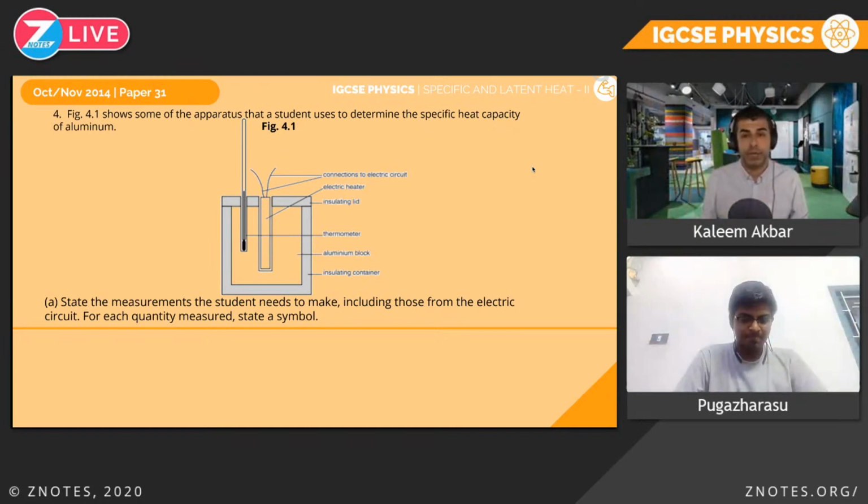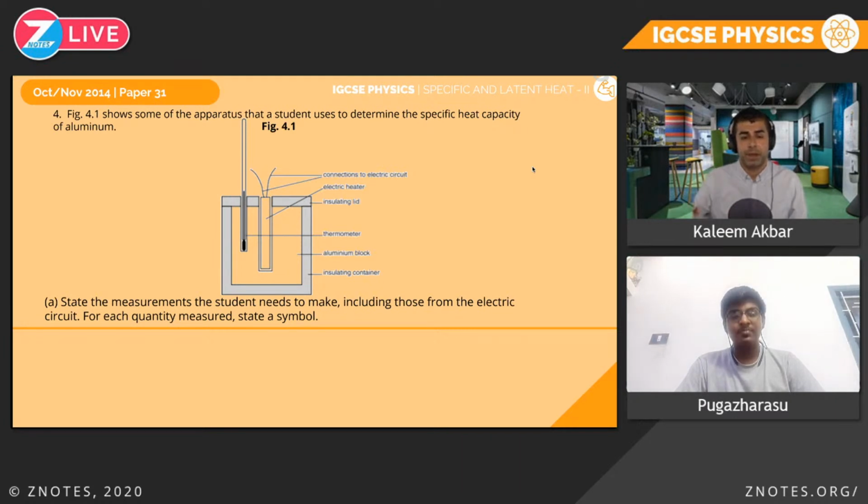Okay, so state the measurements that the student needs to make, including those from the electric circuit. For each quantity, state the symbol. Well, what you need to do here is think formula. What's the formula, pardon me, for specific heat capacity? It's E equals mc delta T, or depending on the books or exam papers, E equals mc delta theta.